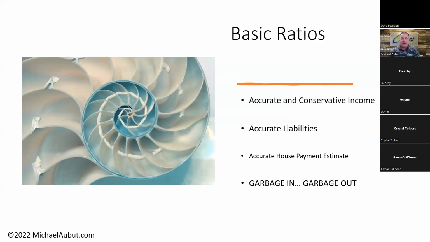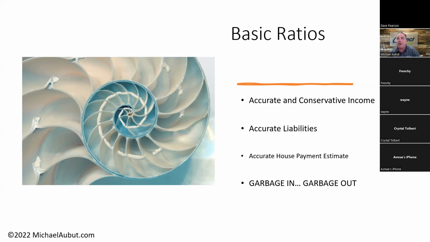Okay? If there's a question, please throw it in the chat. I'm always asking for feedback and everybody's muted. So, but these are the steps you need to kind of make sure. You got to know the income, you got to know the liabilities, and you got to know the new house payment in order to properly start calculating ratios.